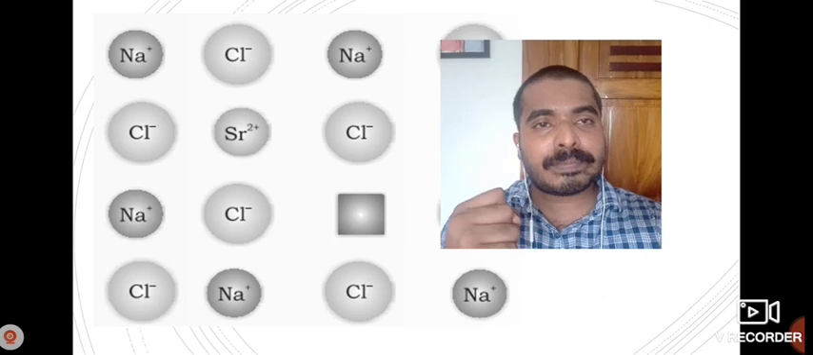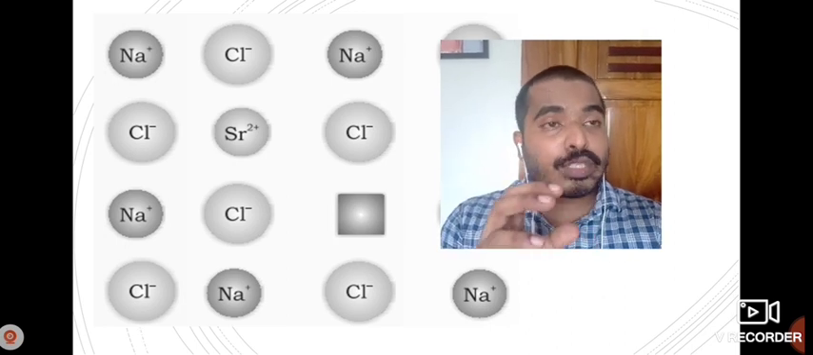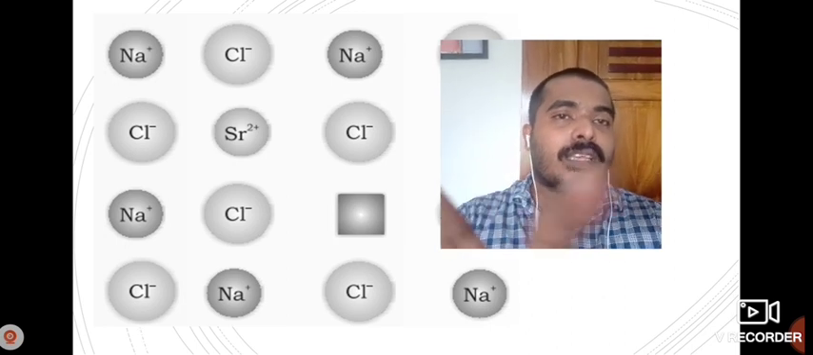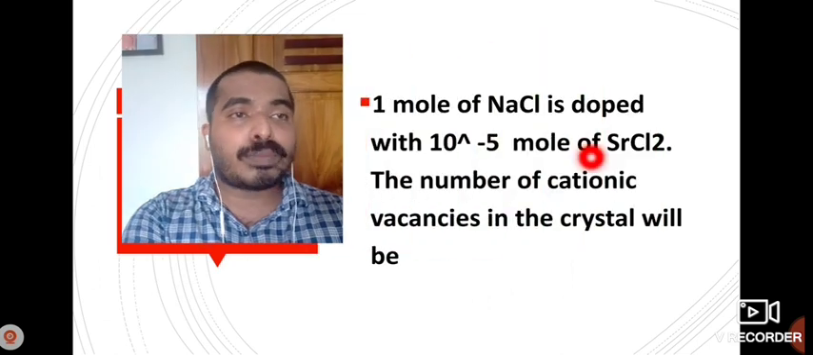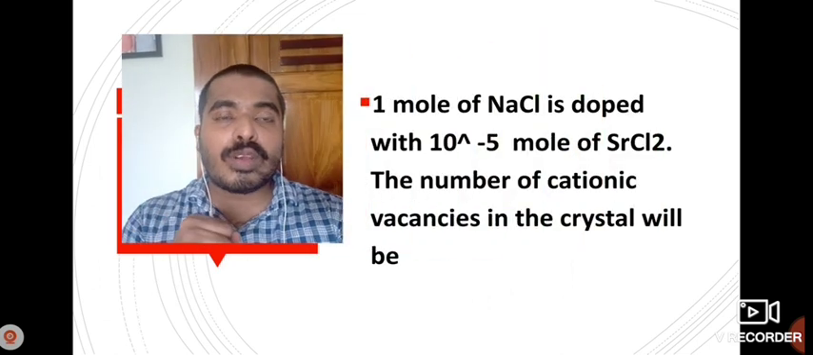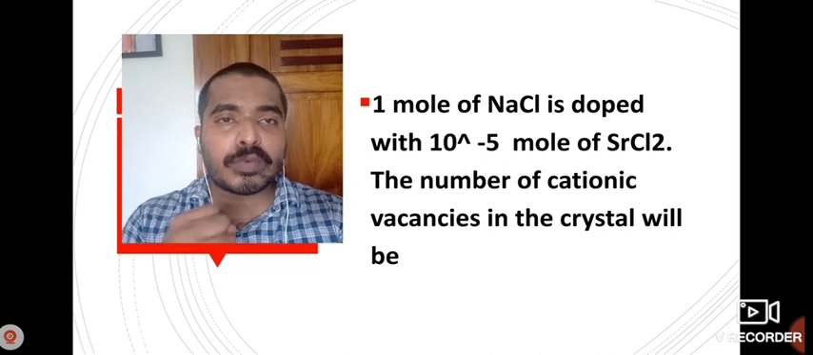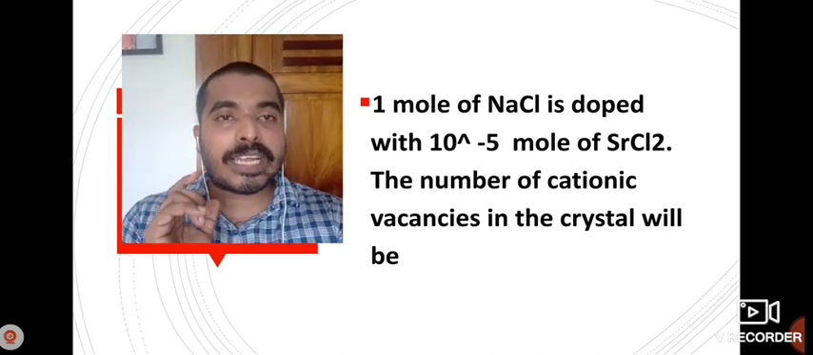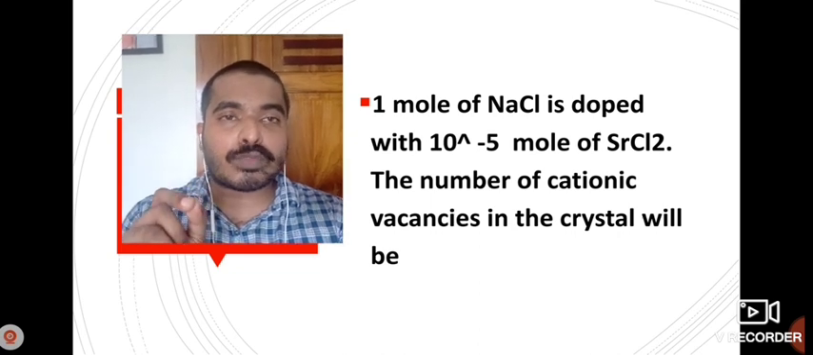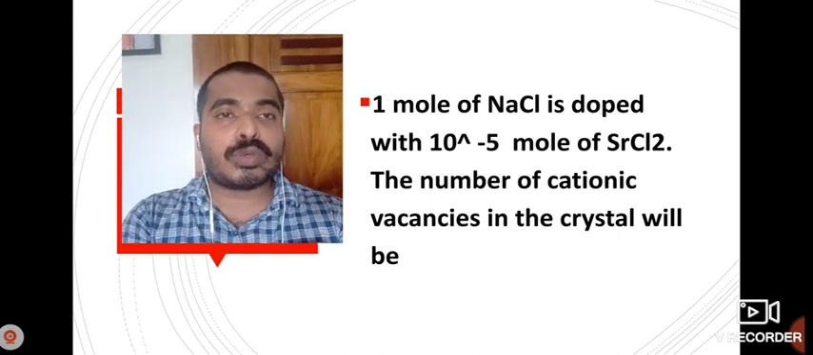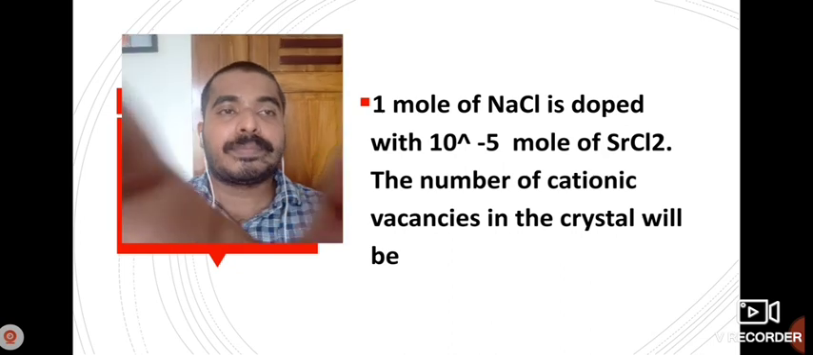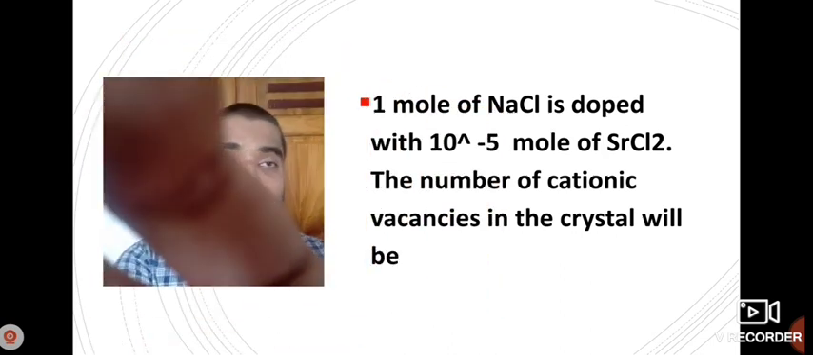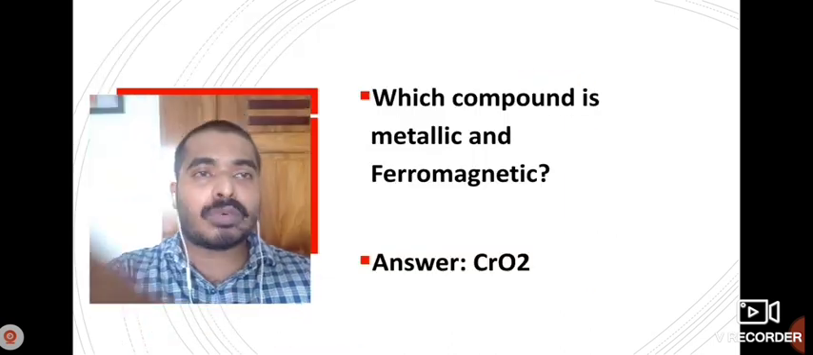The answer is very simple. It is 10 raised to minus 5 mole, because 10 raised to minus 5 mole Sr2 plus is present, so the cation vacancy will also be 10 raised to minus 5 mole. So the number of cation vacancies in the crystal is 10 raised to minus 5 mole, or 10 raised to minus 5 into 6.022 into 10 raised to 23. Fine. That's our 6th question. 7th question, let's move on.